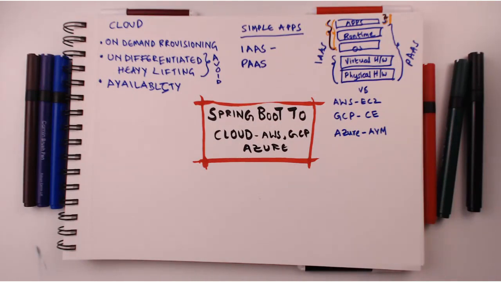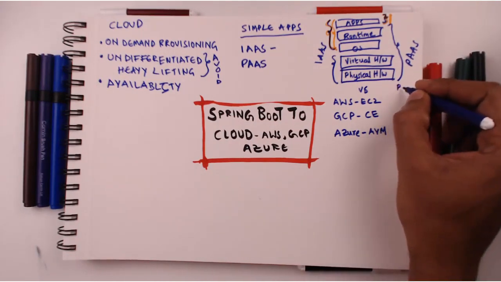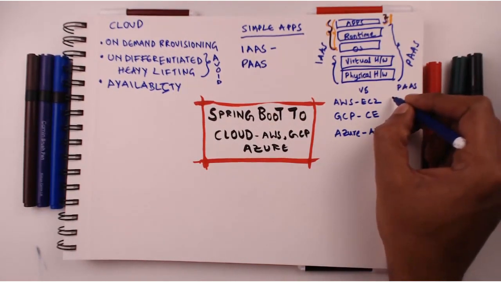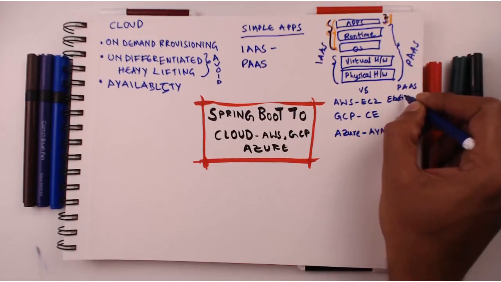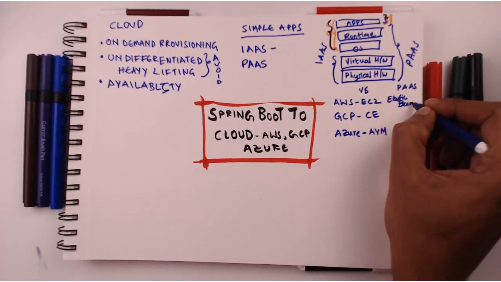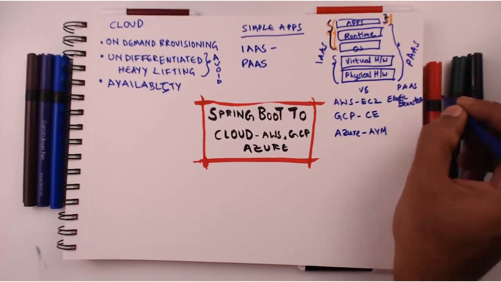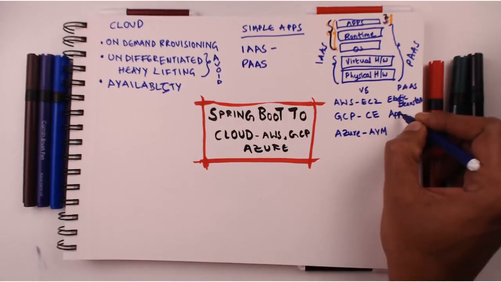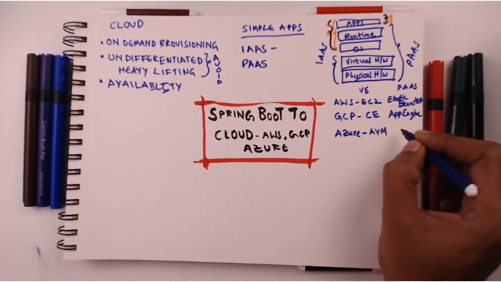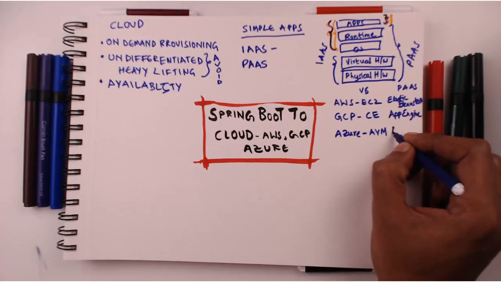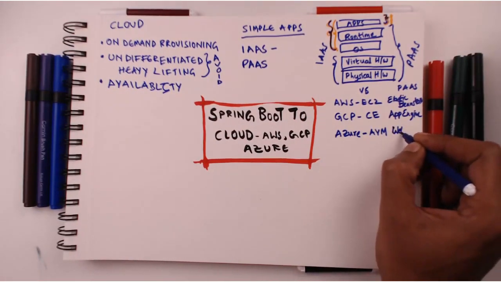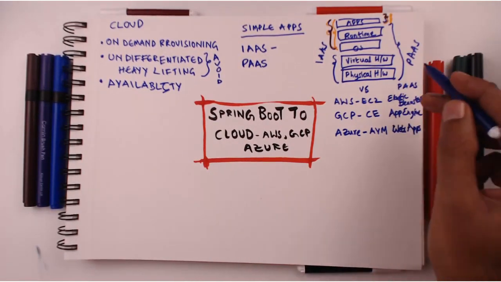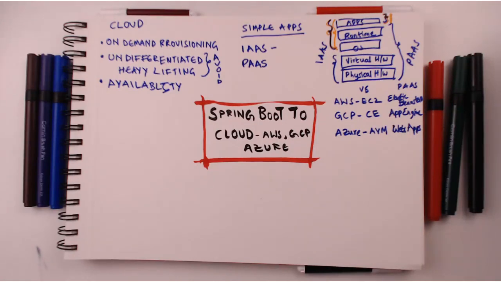And the PaaS solutions which are typically offered on the different cloud platforms are, in AWS, it's called Elastic Beanstalk. I don't have the space to write it fully in here. It's Elastic Beanstalk. On GCP, GCP provides something called App Engine, and Azure provides something called Azure Web Apps. It's also called Azure App Service or Web Apps. So these are the PaaS offerings, the platform as a service offerings of the different cloud platforms.